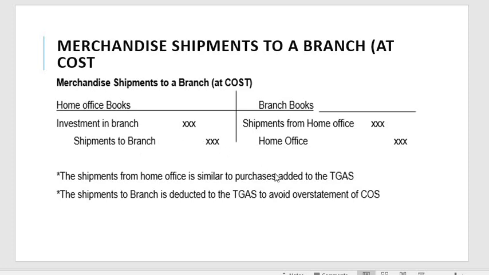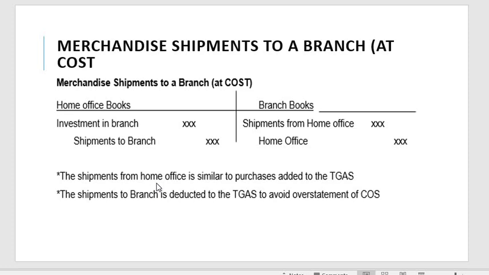In this particular video, we'll discuss muna at cost. So we'll have a separate discussion, kasi pwede i-bill ni home office si branch at cost or above cost. Okay, so to record that one, we will also have another reciprocal account, in the presence of the shipments to branch and the shipments from home office. So in the books of the home office, diba, all assets and merchandise provided by the home office to the branch shall be debited to the investment in branch account. So debit siya ng investment in branch, credit siya ng shipments to branch. Sa books naman ni branch, that's a debit to shipments from home office and a credit to home office. Okay, so sa books ni home office, shipments to branch, and sa book ni branch, shipments from home office.